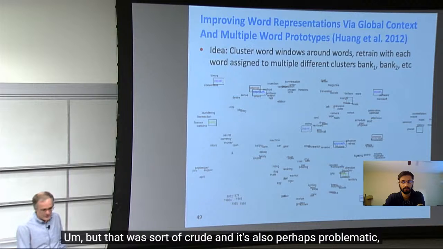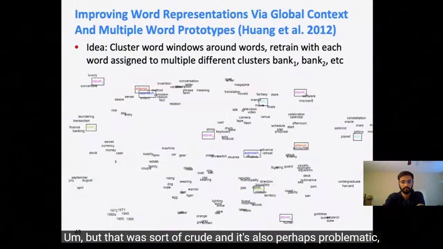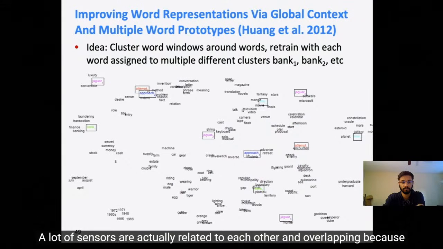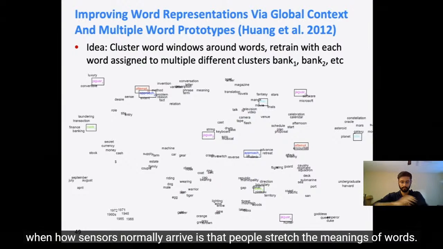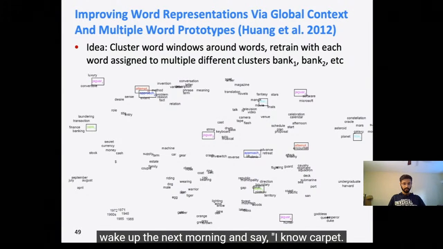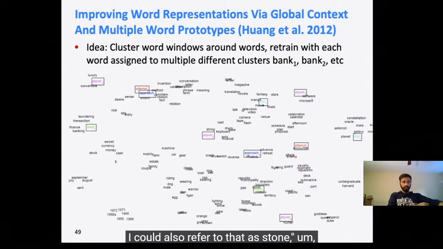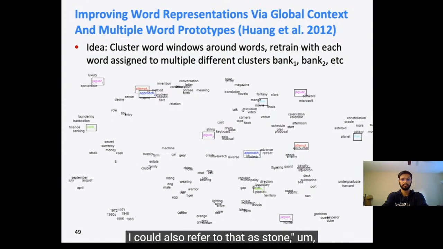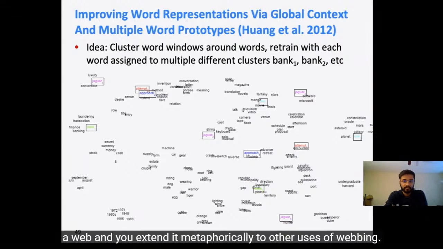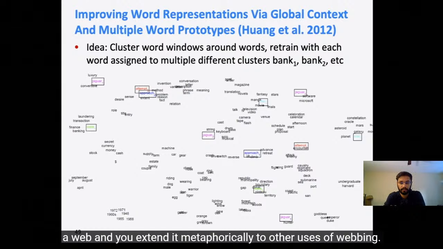But that was crude, and it's also perhaps problematic because a lot of the time the divisions between senses aren't very clear. A lot of senses are actually related to each other and overlapping, because how senses normally arise is that people stretch the meanings of words. It's not that they randomly wake up the next morning and say, I know, carpet, I could also refer to that as stone, and give a new sense to the word stone. You take something that you know about, like a web, and you extend it metaphorically to other uses of webbing.